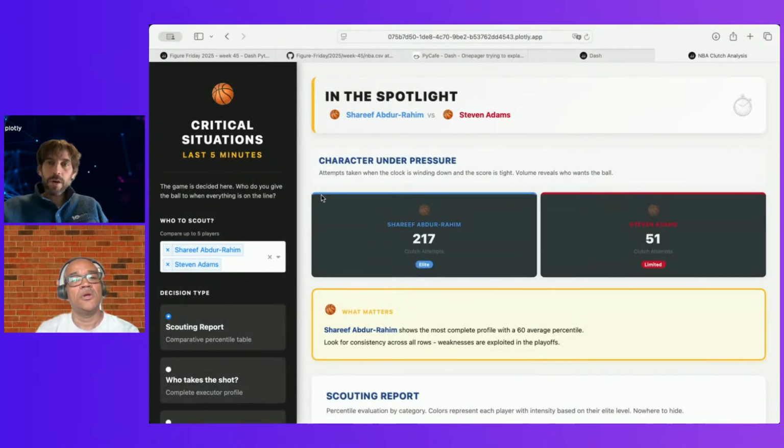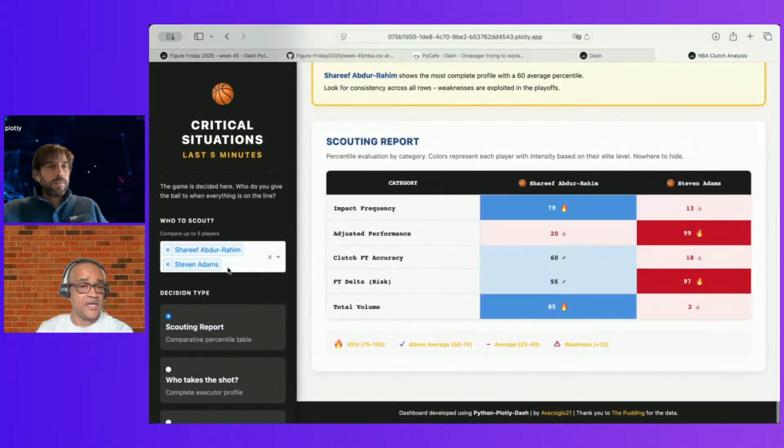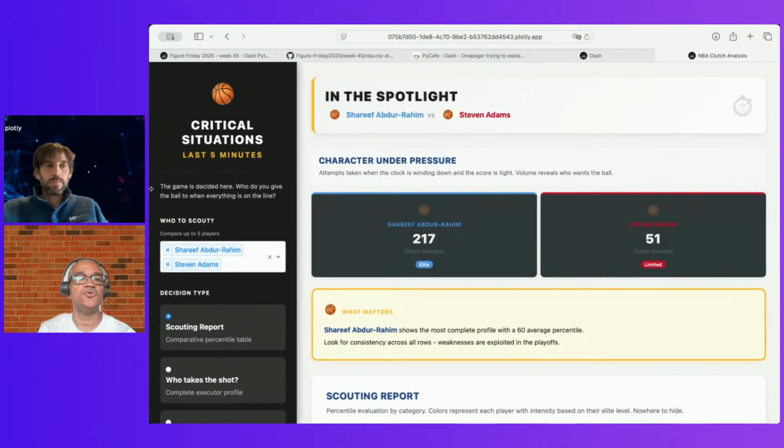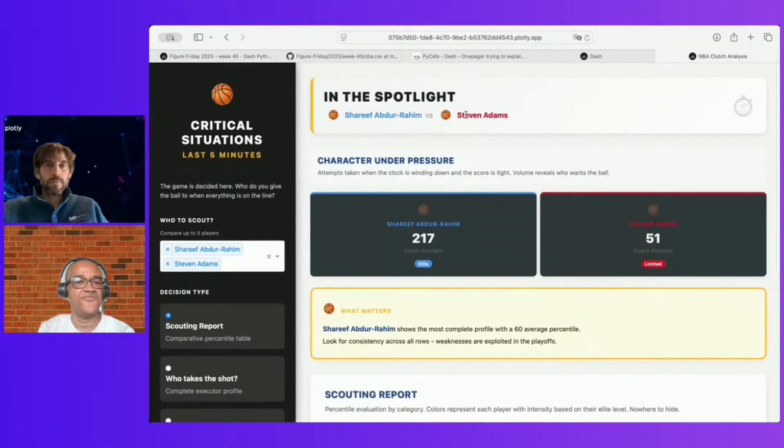Okay, Alex, now we are on your app. Here, what I wanted to do, very fast and easy, is look at exactly a critical situation, the last 5 minutes. Imagine you are a coach and you want to select this scouting report and select players among 287 players, and look at different aspects of the game.